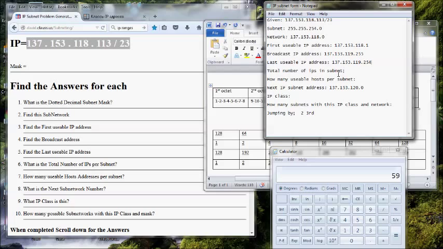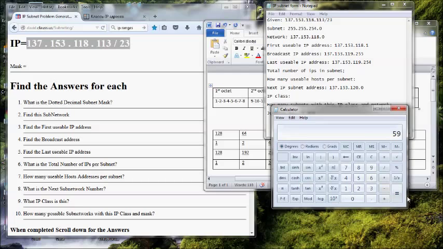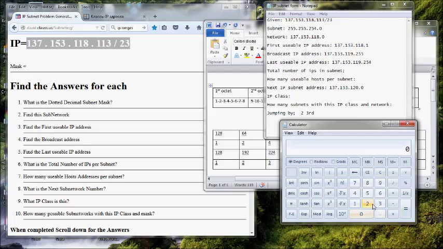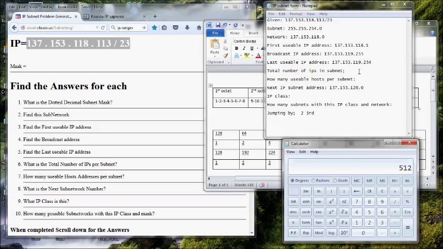The total number of IPs in this subnet: what you do is you take 32, which is the total number of bits available in any subnet, and you subtract whatever CIDR you've got. So 32 minus 23, I believe, is 9. Let's do that. 32 minus 23 equals 9. That's true. So you're going to do 2 to the 9th power, which gives you 512 IPs in this subnet.